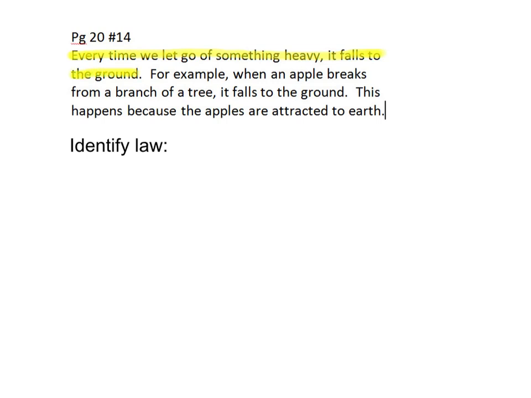An example of that is actually an apple. Now that turns out to be an observation, right? The apple falling. But the summary of the observations is that every time we let go of something heavy, it falls to the ground. And that is the answer to what is the law.